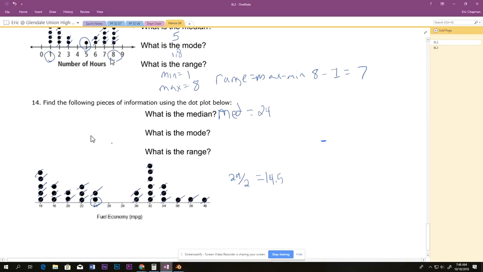Our mode, which one appears the most? Well, which of these has the most dots? That's clearly 32. It's got 6 of them. So our mode equals 32. And our range, well, our min is 16. Our max is 40. So we do 40 minus 16, and we get 24. So our range is 24. And that is our lesson.